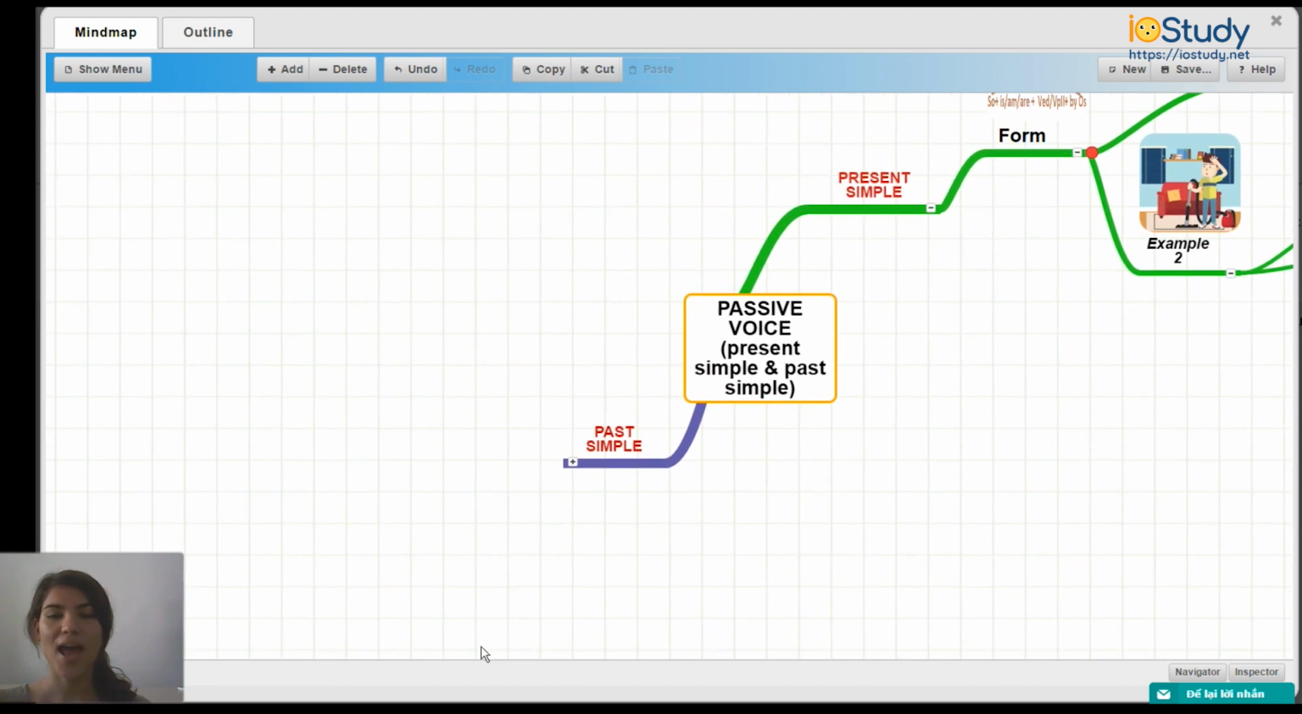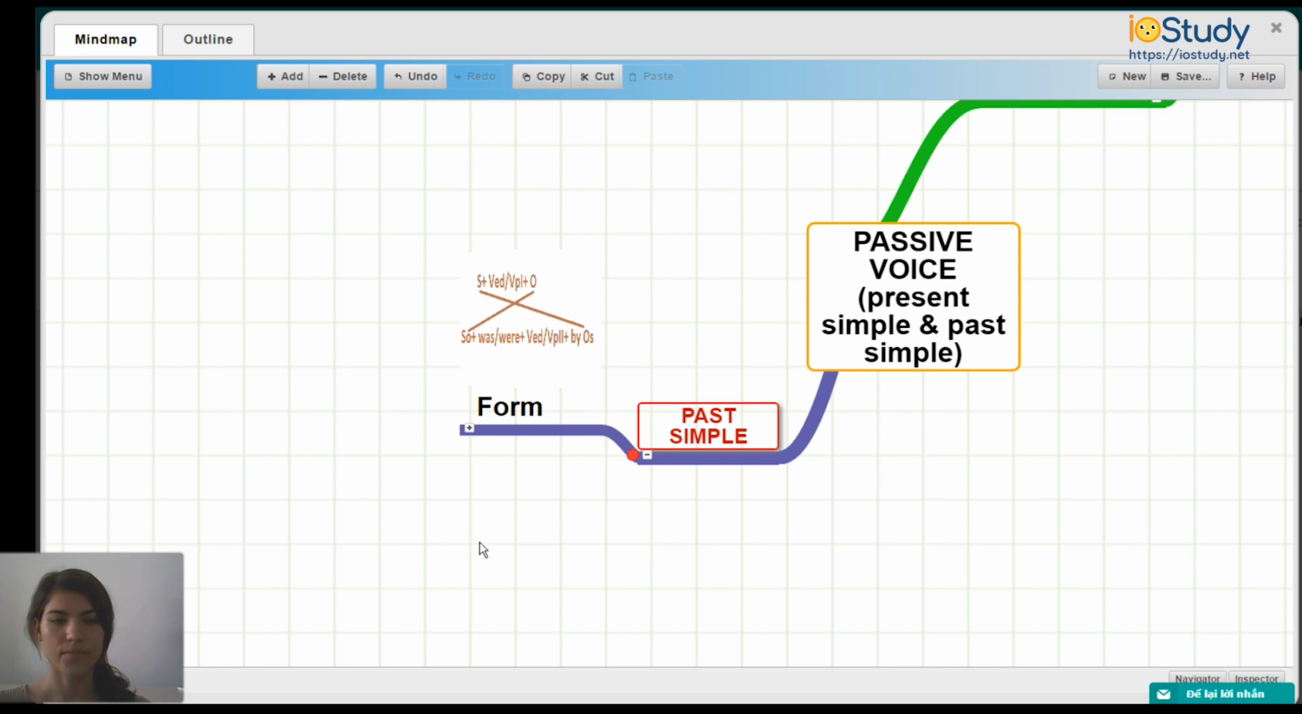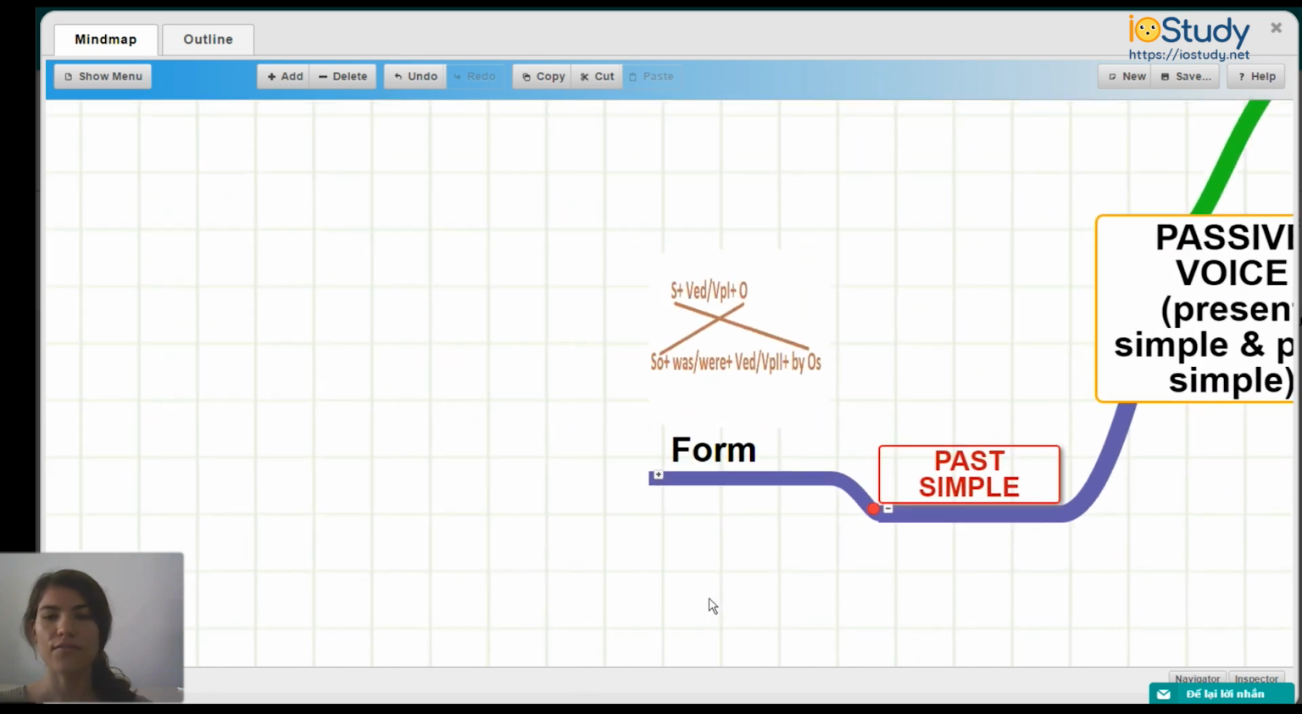So now let's go to the past simple. So here we have the form, which is subject plus verb ed or verb in the past participle plus object. Then the object becomes a subject plus was, were, plus verb ed or verb in the past participle plus by object, which was the subject.